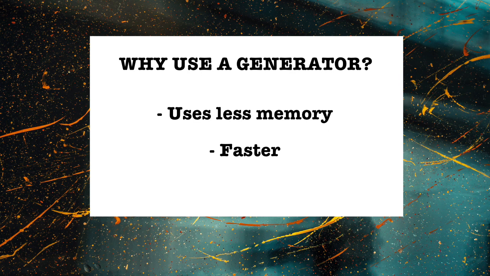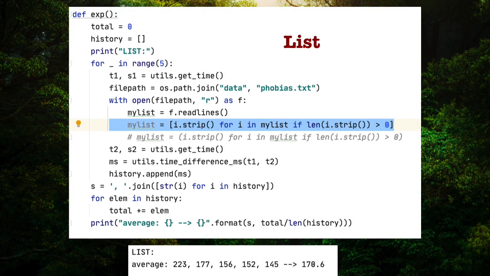Let's talk more about speed. I wanted to test the claim that generators were faster. I tested two kinds of generators: simple generators, which are really just list comprehensions without the list, and generator functions. Let's take a look. List comprehensions.